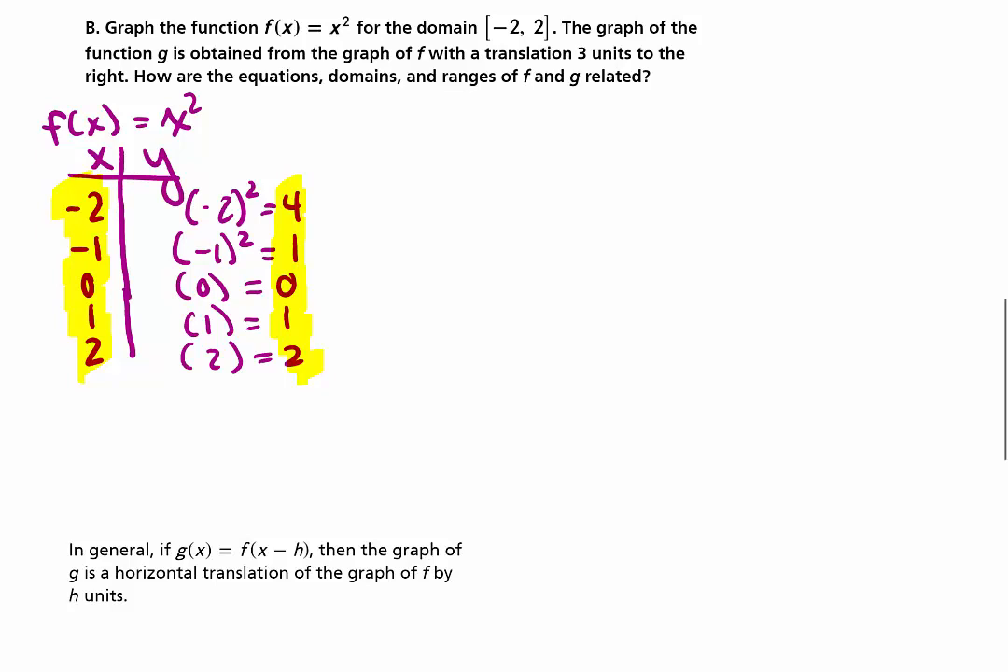For the next example, we're going to do a very similar problem. The only difference is that we are going to take our original function f of x is equal to x squared, and we are going to translate it 3 units to the right. So I already have the table of values that we found above for our parent function.